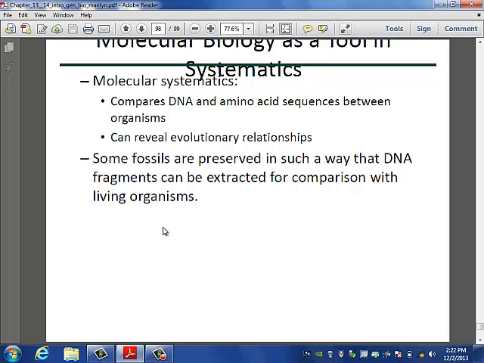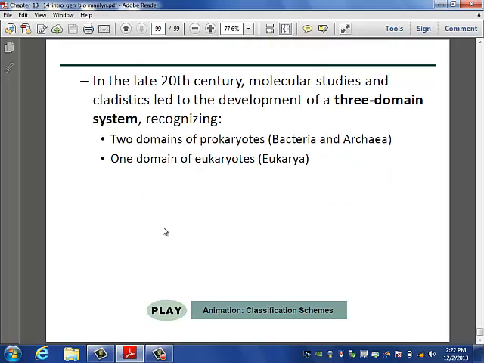So when we start looking at some of this evidence, we might see more similarities between organisms. In the late 20th century, molecular studies and cladistics, why can't I say that word, led to the development of the domains. So when we looked at cellular evidence and some of the different enzymes that these different cells produce, we came up with the two domains.